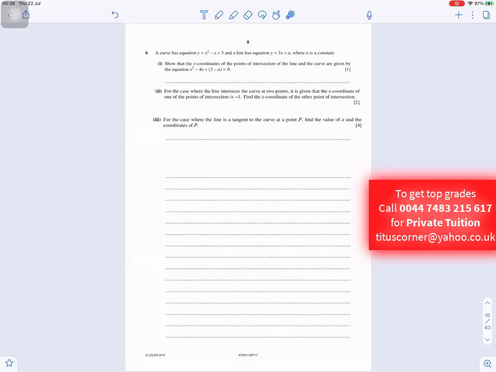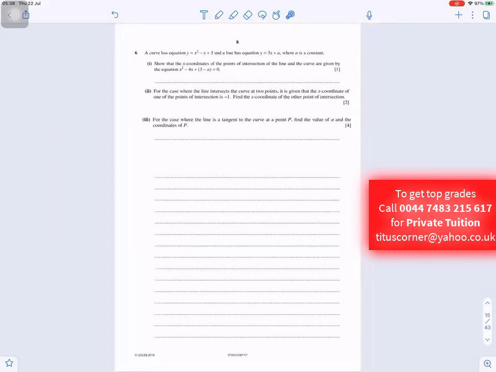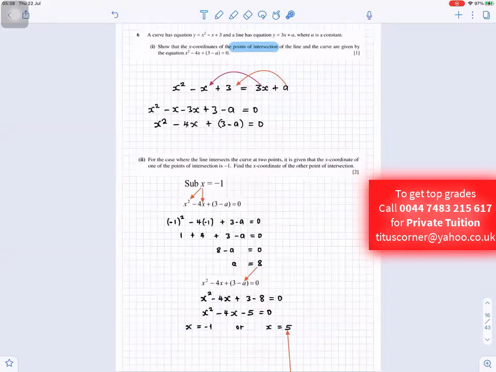Question number 6. A curve has equation y equals x squared minus x plus 3, and the line has equation y equals 3x plus a, where a is a constant. Show that the x-coordinates of the points of intersection of the line and the curve are given by the equation x squared minus 4x plus 3 minus a equals 0.